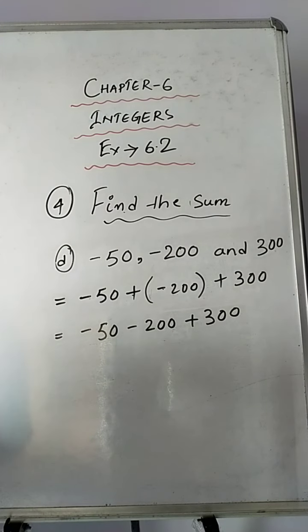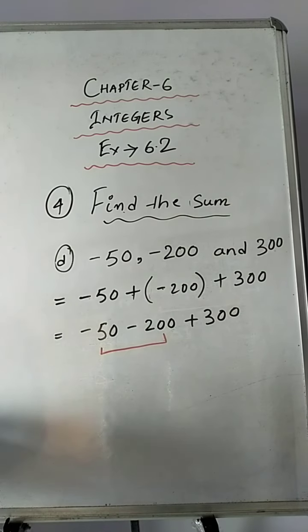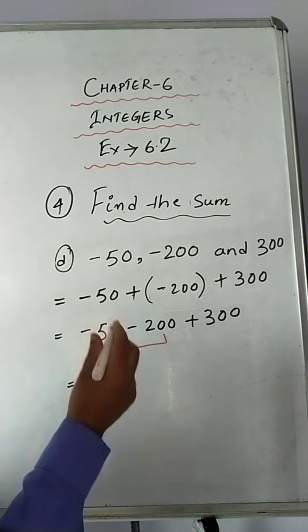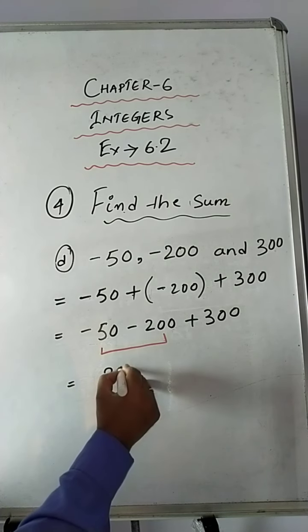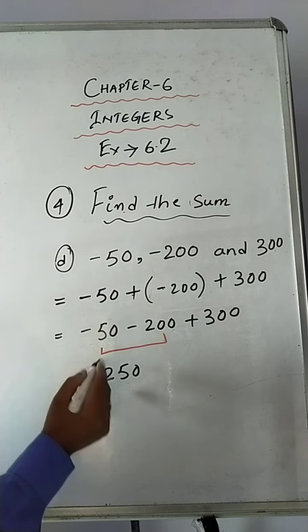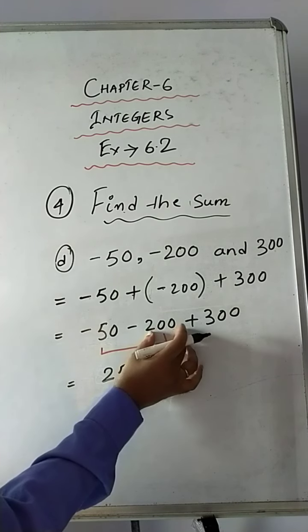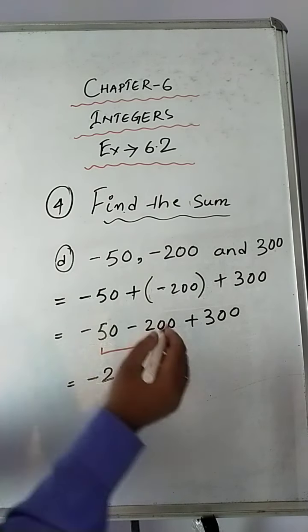Now what we have to do? We have to solve these two numbers first. So minus minus is plus. 200 plus 50 is what? 250. Now we'll see which sign we have to put. For that we have to see which number is greater among these two. 200, this is carrying which sign? Minus. So we'll put a minus sign here. Very easy.